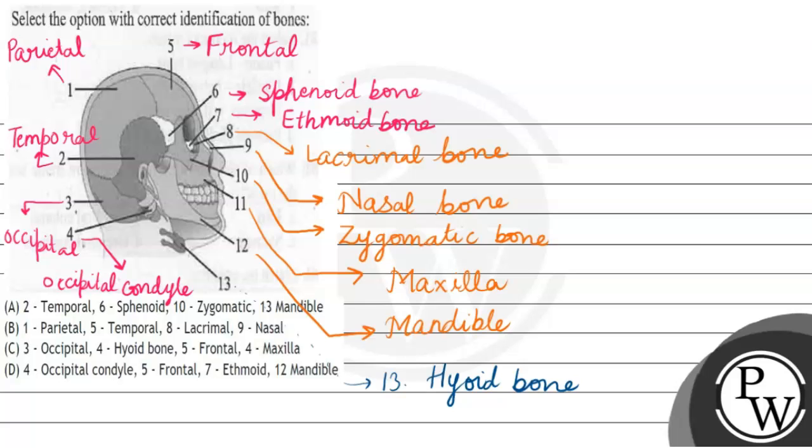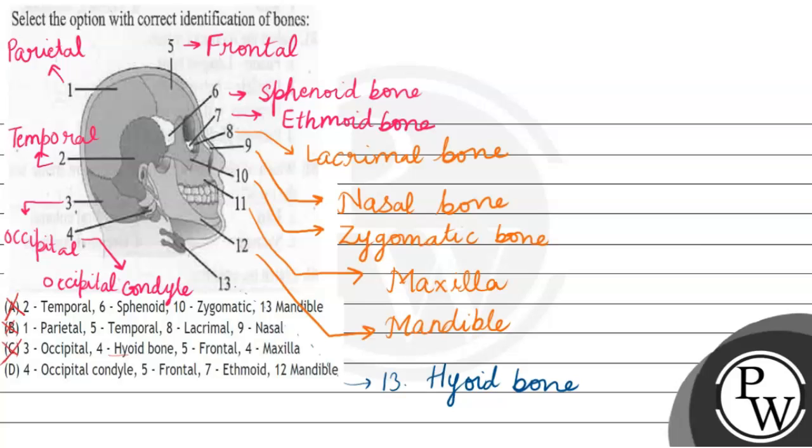Now comes to the second option. For first, parietal is given. For fifth, temporal is given. But for fifth we have frontal bone, therefore the B option is also wrong. Now comes to the C option, that is for third, occipital is given, which is correct. For fourth we have hyoid bone, and this is a wrong numbering because hyoid bone is on the 13th number, and on fourth number we have occipital condyle, therefore C option is also wrong.